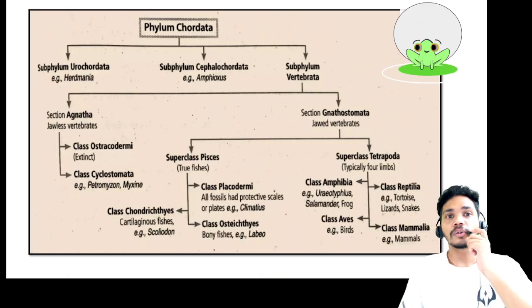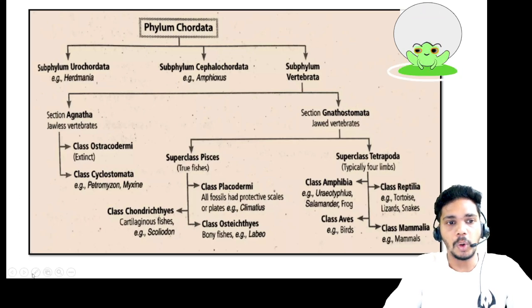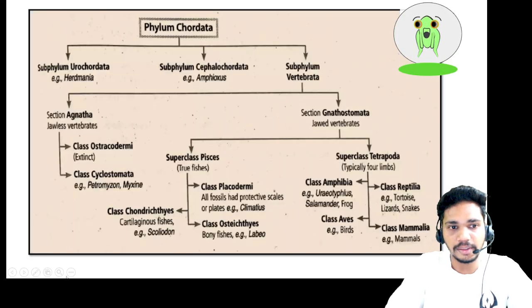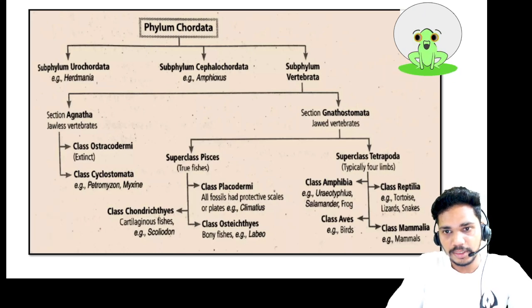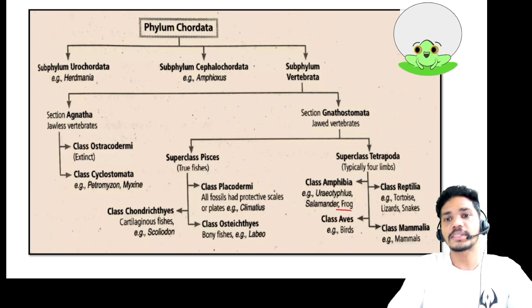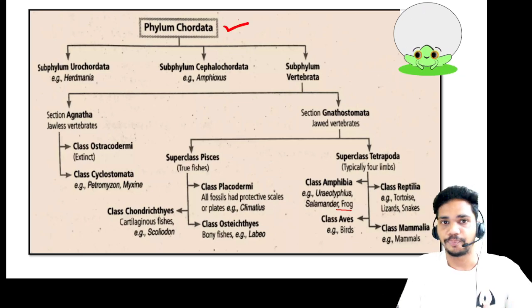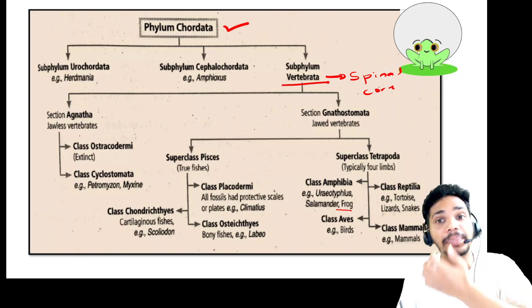So when you talk about the phylum, okay, the phylum Chordata. So when you talk about the frog, where is the frog located? Frog is located here. Okay, let me highlight for you. So when we start from the above, first comes the phylum Chordata. In phylum Chordata, the subphylum is Vertebrata. Vertebrata means what? The spinal cord is present. Okay, the notochord is present.